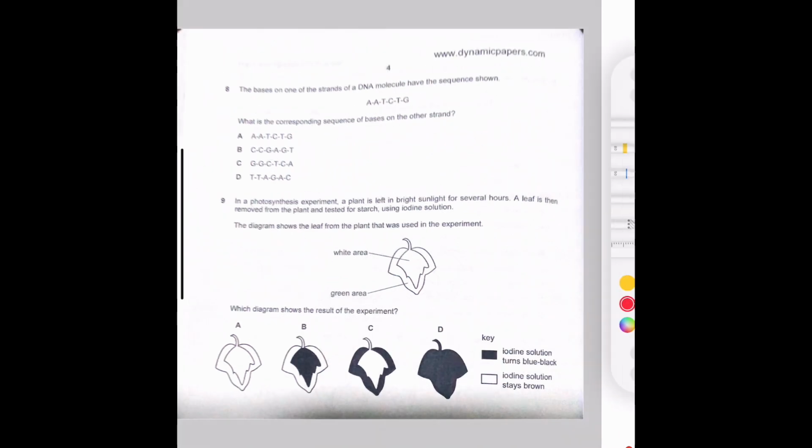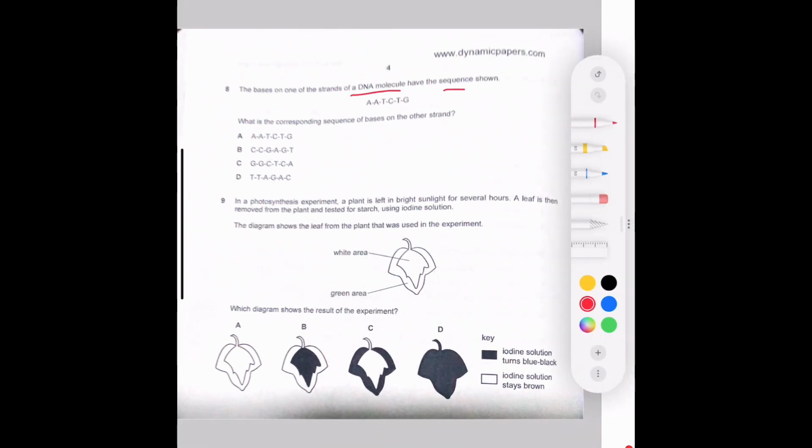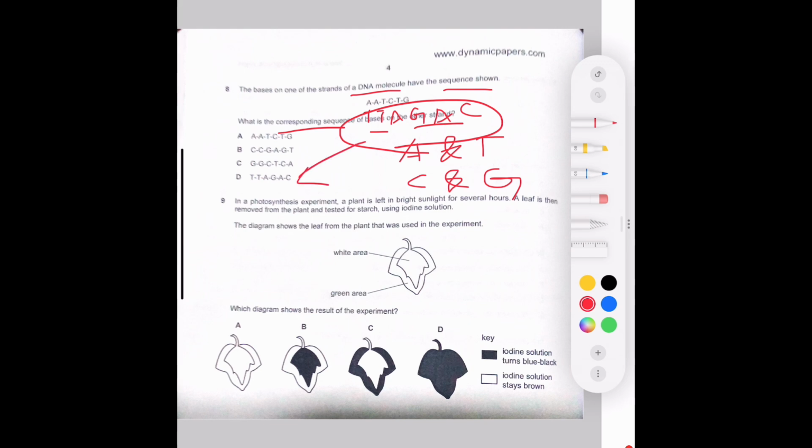Question 8. The bases on one of the strands of a DNA molecule have the sequence shown: A, A, T, C, T, G. Now remember, A and T always pair up, C and G always pair up. And so let us write this: T, T, A, G, A, C. And so which one of the following matches this one? It is D. So D is the reasonable answer.